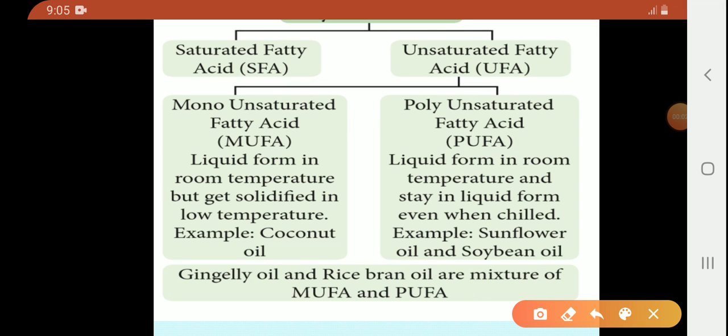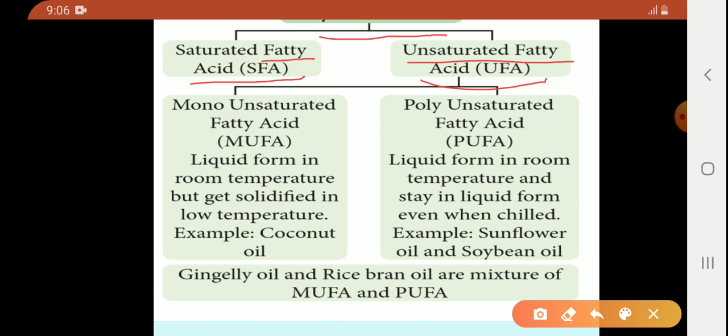Dear students, now we are going to see about the fatty acids which are present in the oil substances, that is in the vegetable oil. So fatty acids are divided into two types based on its solubility and dissolving nature: saturated fatty acid and unsaturated fatty acid.